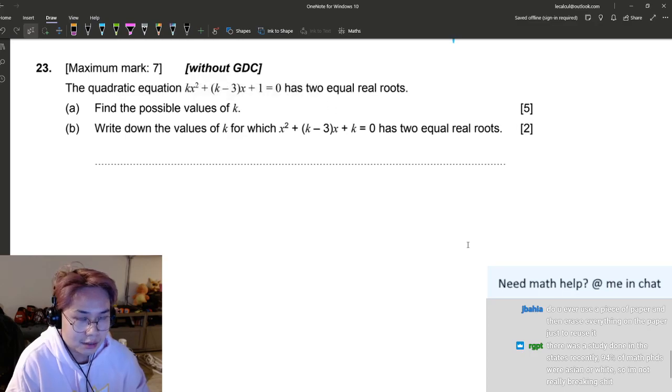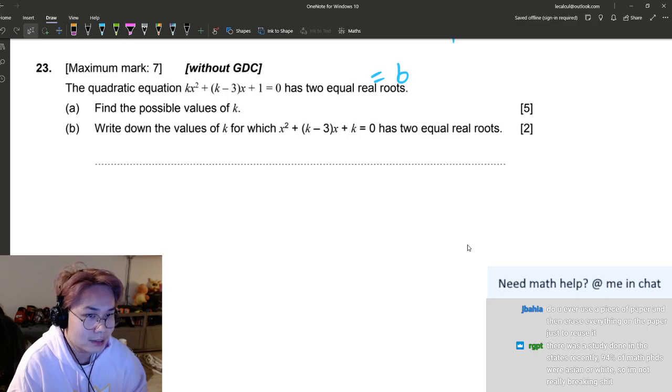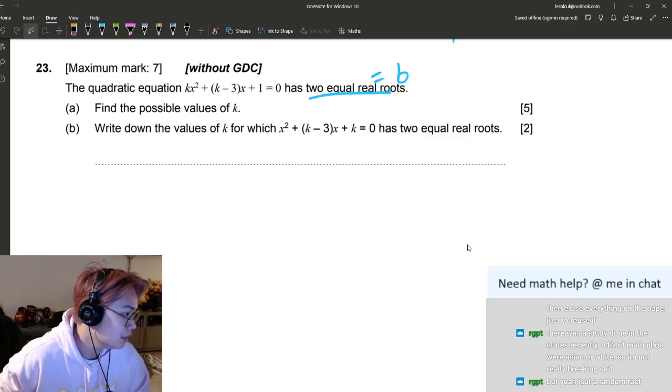So now this has 2 equal roots. So in this case, we know our discriminant. Again, 2 equal roots essentially means one solution.